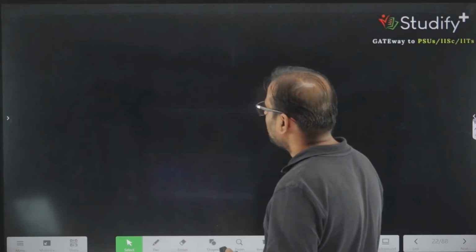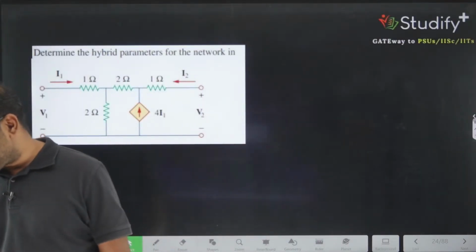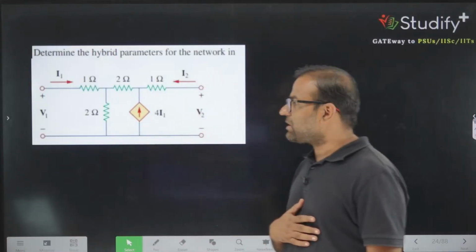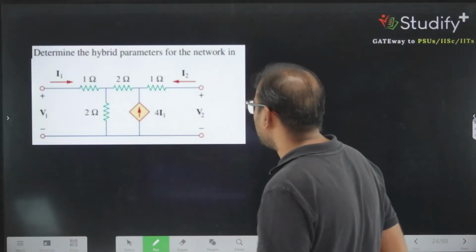Okay, so one question from the book and another question from, these are the 2 last questions from the H parameter model. And what are these questions asking? These questions are asking that we have the hybrid, calculate the hybrid parameter.